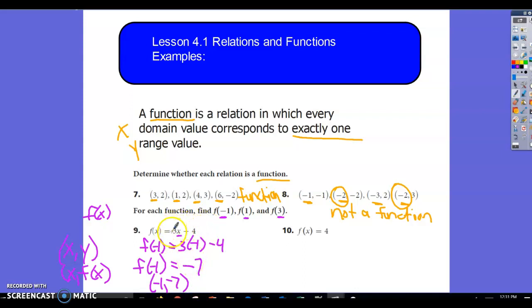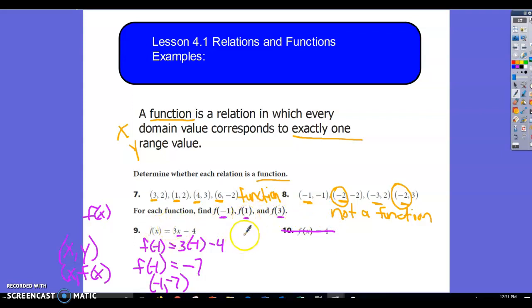Remember, this is just your function rule. This tells you what to do to x. We're going to multiply it by 3 and then subtract 4. All right, for number 10, f of x equals 4. Actually, let's not do this one. Let's go ahead and plug in f of 1 and f of 3 to this same function.